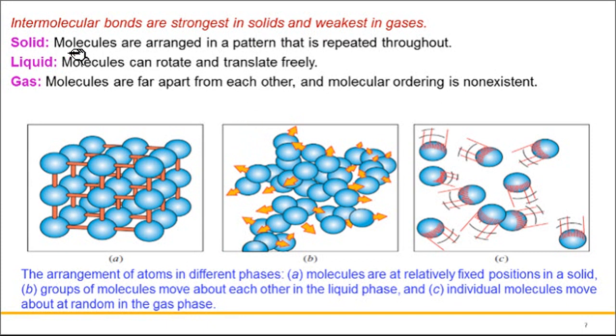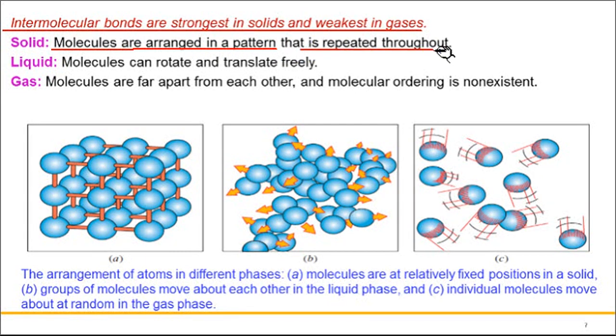Then we have the solid phase, liquid phase and gaseous phase. Again we can see these phases are defined as per intermolecular bonds, and these are strongest in solids and weakest in the gases. So here you can see in a solid, that is figure A, the molecules are arranged in a fixed pattern, and that is repeated throughout the mass of the solid.